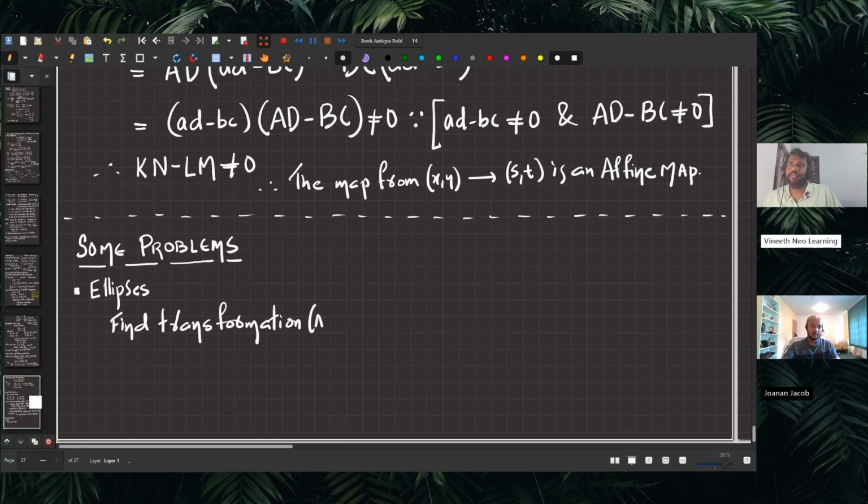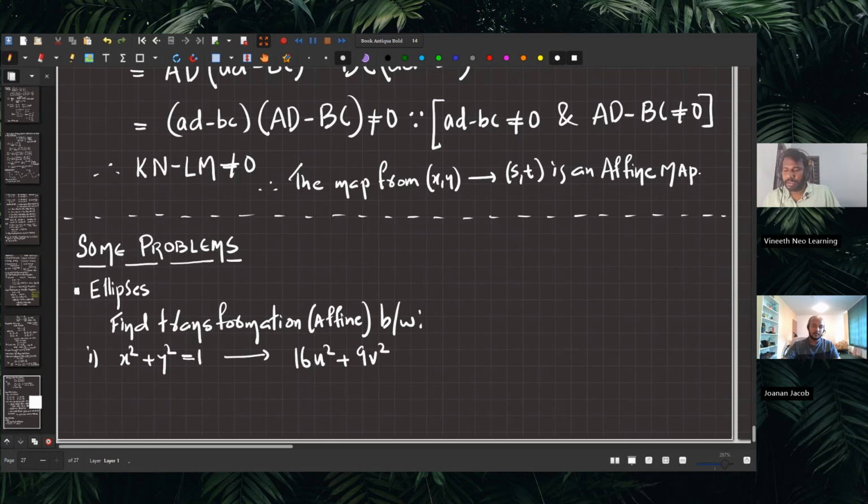Find the affine transformation between the ellipses. The first is a really easy question: x squared plus y squared equals 1, and 16u squared plus 9v squared equals 1.